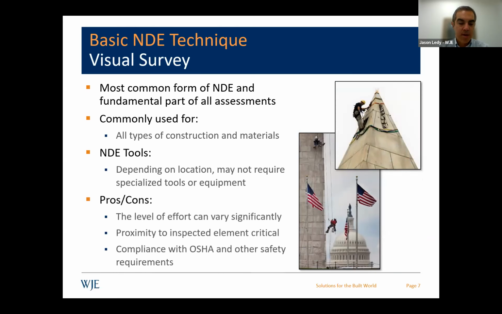As you can see here, on one of the projects that we had worked on, we used industrial rope access to evaluate the Washington Monument after a seismic event, where our difficult access team was able to rappel down the monument and look for deteriorated, damaged mortar joints and stone.